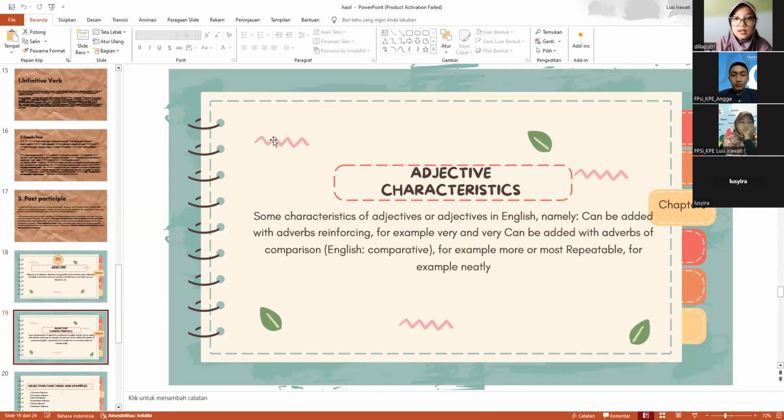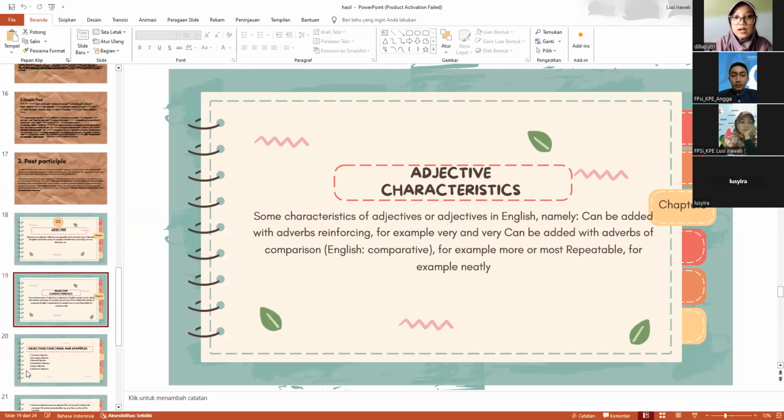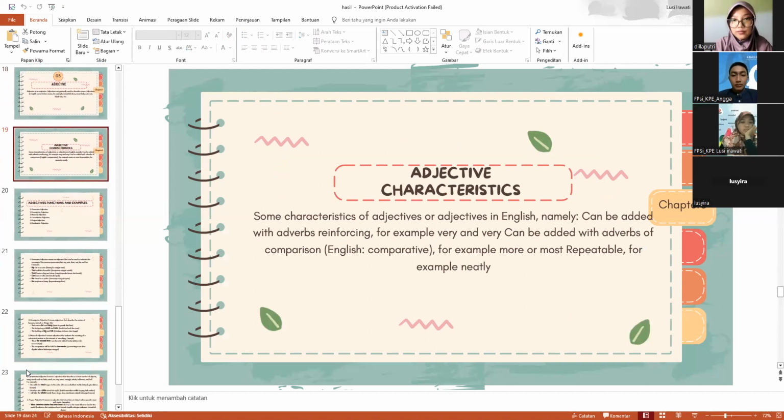Adjective characteristics. Some characteristics of adjectives can be added with reinforcing adverbs, for example, very. They can also be added with adverbs of comparison, for example, more or most. Another example is neatly.